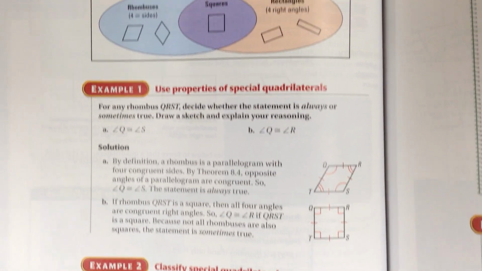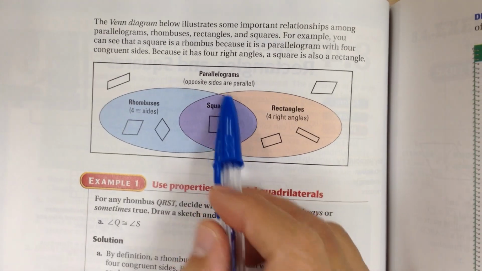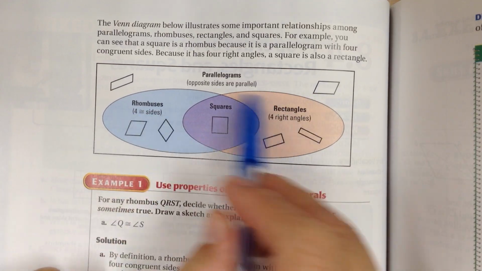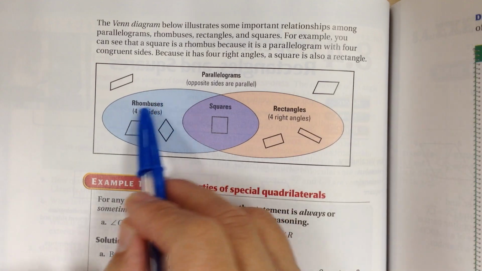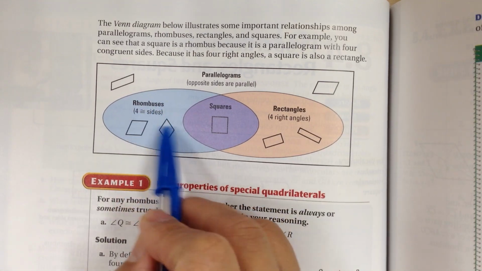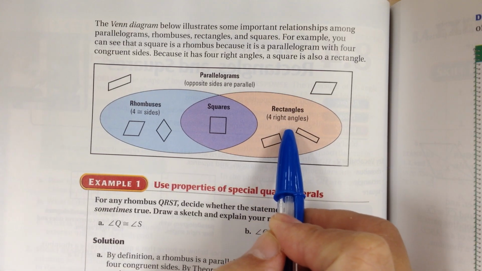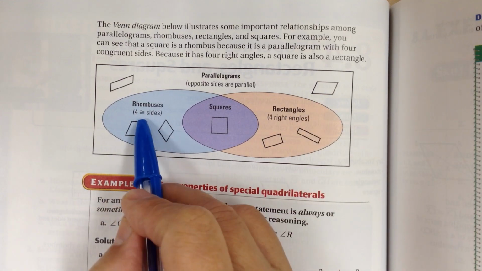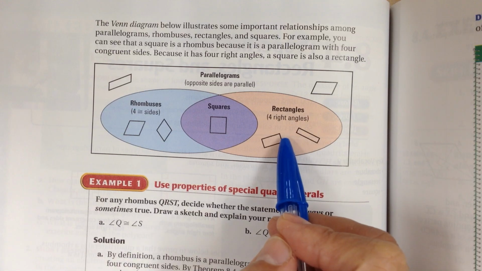Now let's go to page 534. This is how it sums up the shapes. All the parallelograms can break into categories. The rhombuses, where all four sides are congruent, and rectangles, where all four angles are right angles, so all four angles are congruent. So all four sides are congruent, all four angles are congruent, which means they have to be right angles.